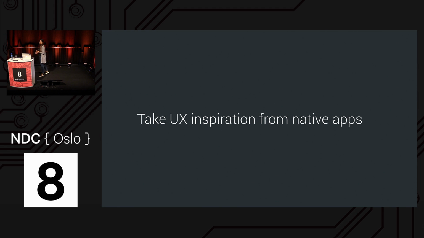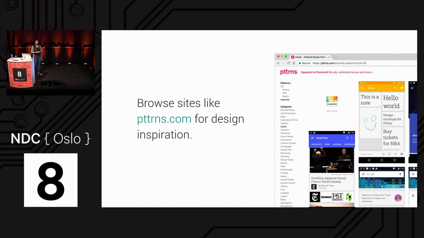So in order to match the user's mental model of a native app, we need to design more app-like components for our PWA. So we can do that by browsing sites like patterns.com or dribble.com and get inspired from sections that are related to native apps. So patterns.com is a place where you could get inspired from mobile design patterns. You could choose Android, iOS, or more, and you could browse some components, and it's also divided into categories.